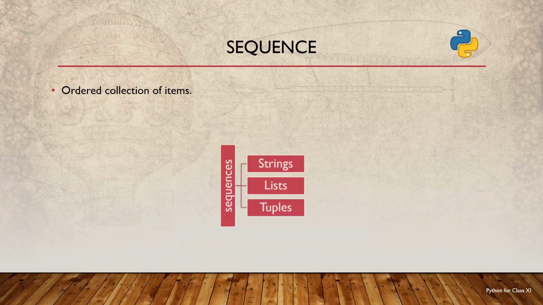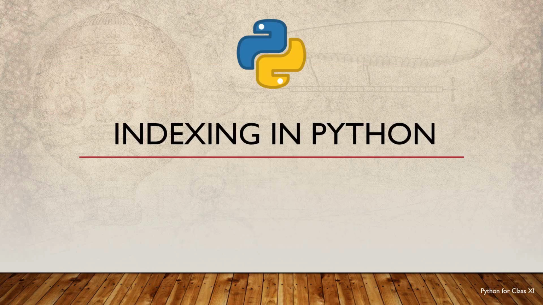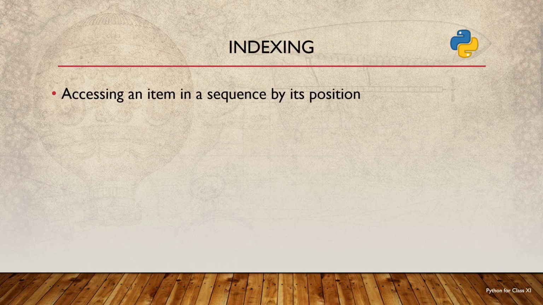In the last video I presented three types of sequences supported by Python: strings, lists and tuples. These sequences are ordered collections of items where each item can be accessed by its index. In this video I present the concept of indexing used in sequences. Indexing is a way of accessing an item in a sequence by its position. That means the index of an item in a sequence represents its position.